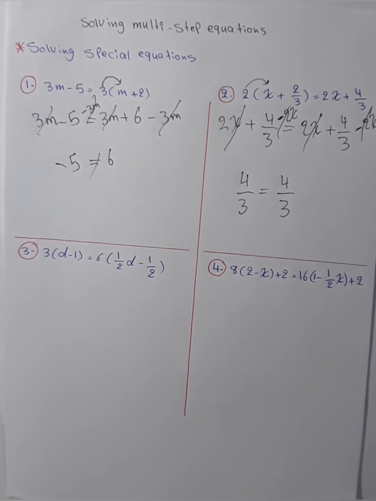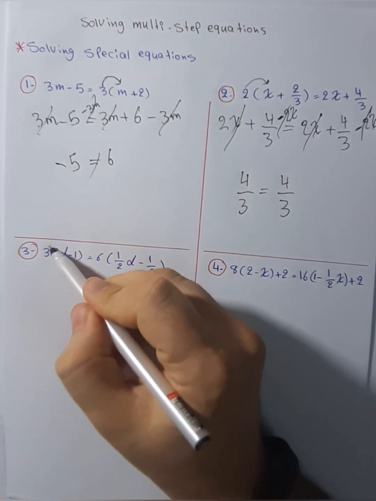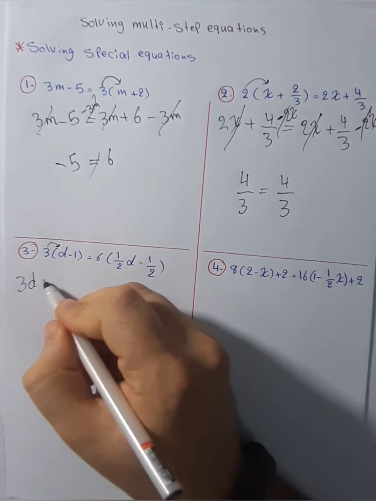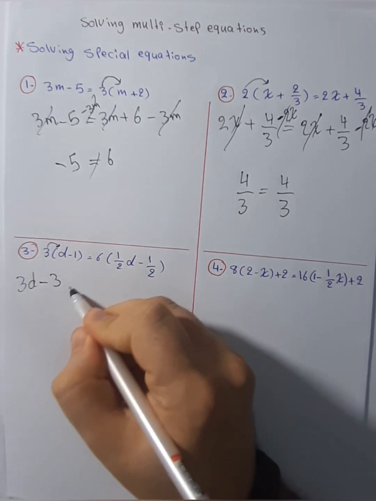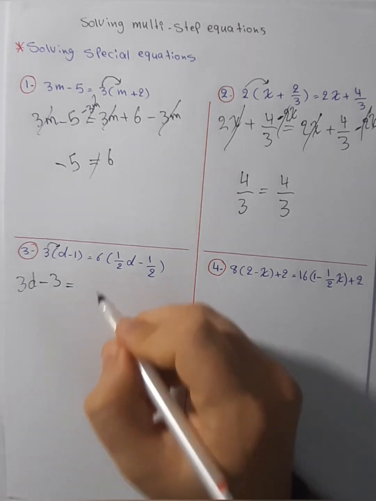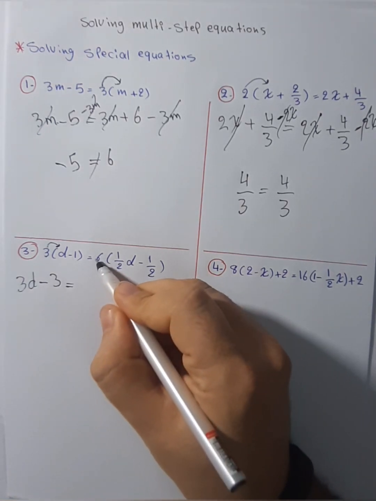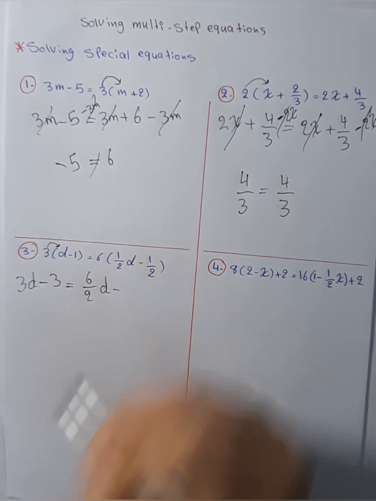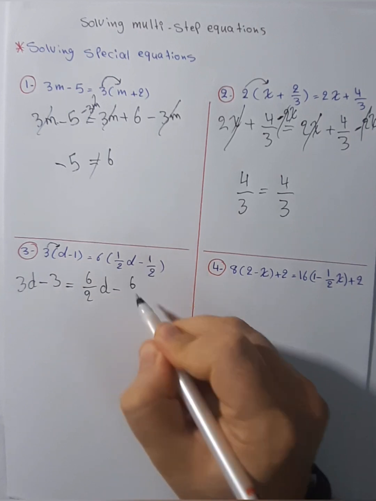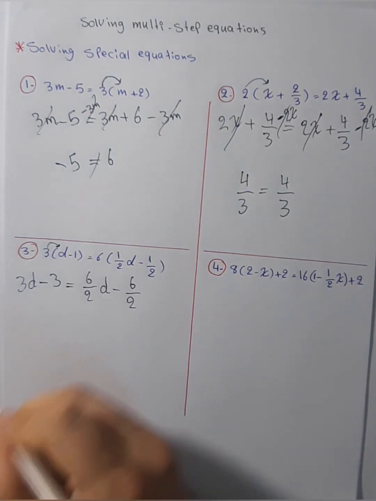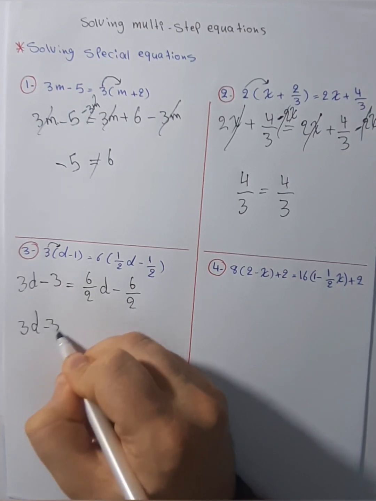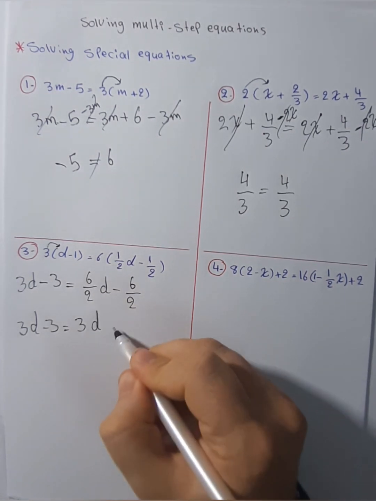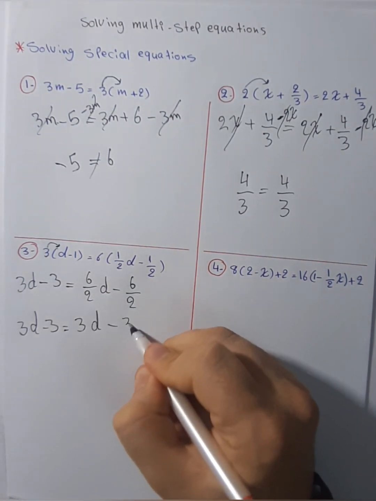Example number 3. First, you have to multiply this 3 into the bracket. 3 times d equals 3d minus 3 times 1 equals 3, equal to 6 times 1 out of 2d. It means 6 times 1 equals 6 out of 2d minus 6 times 1 equals 6 out of 2. After that, 3d minus 3, we can divide these two numbers. 6 divided by 2 equals 3d minus 6 divided by 2 equals 3.